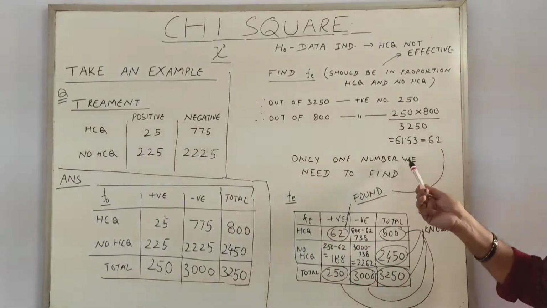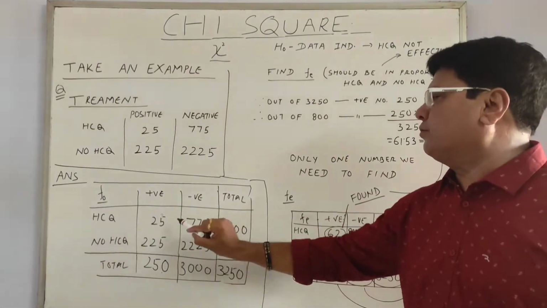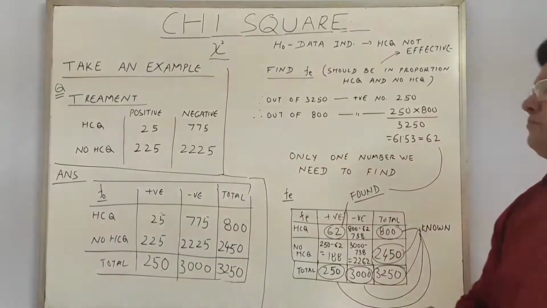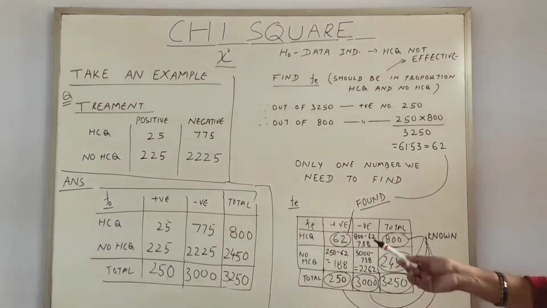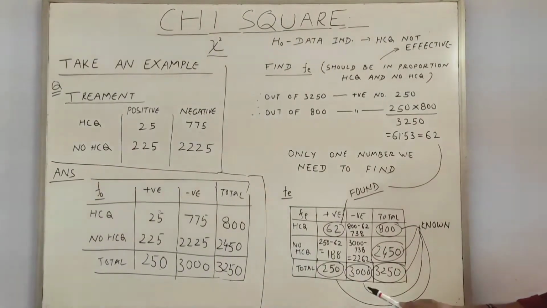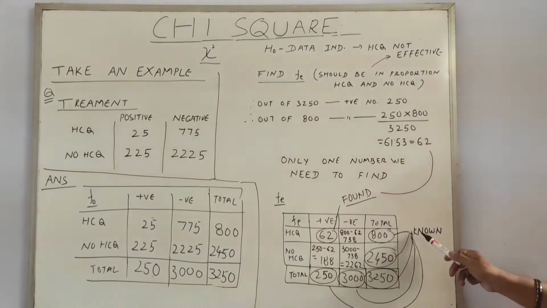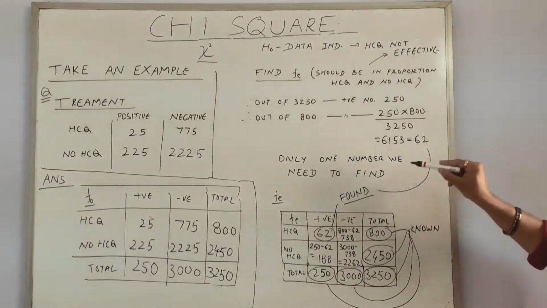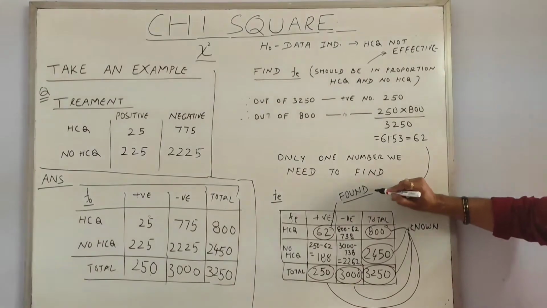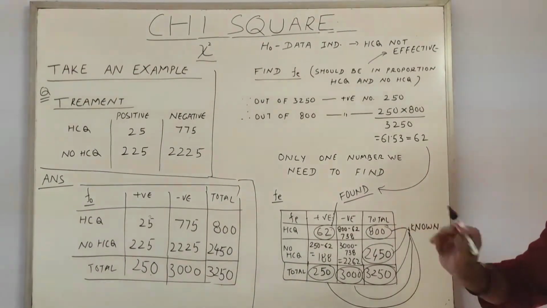Now what is happening? Only one number we have to find, and the other numbers we will get. When the data is 2 by 2, you can see, then only one number we have to find. So I have written this once again, and these are the known numbers. I encircled them and wrote them as known numbers. This is the found number, which we have found from this particular calculation.